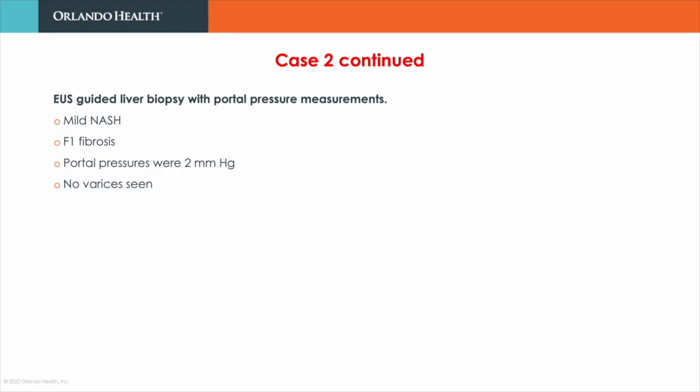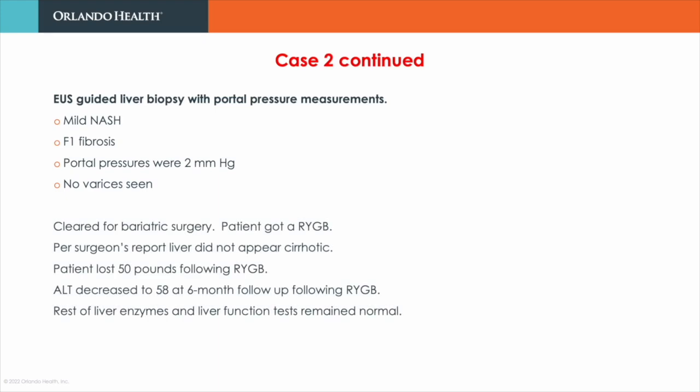He did get a Roux-en-Y. Per the surgeon's report, the liver did not appear cirrhotic. He lost about 50 pounds following his bariatric surgery. His ALT had decreased to 58 at 6-month follow-up. The rest of his liver enzymes and liver function tests remained normal.